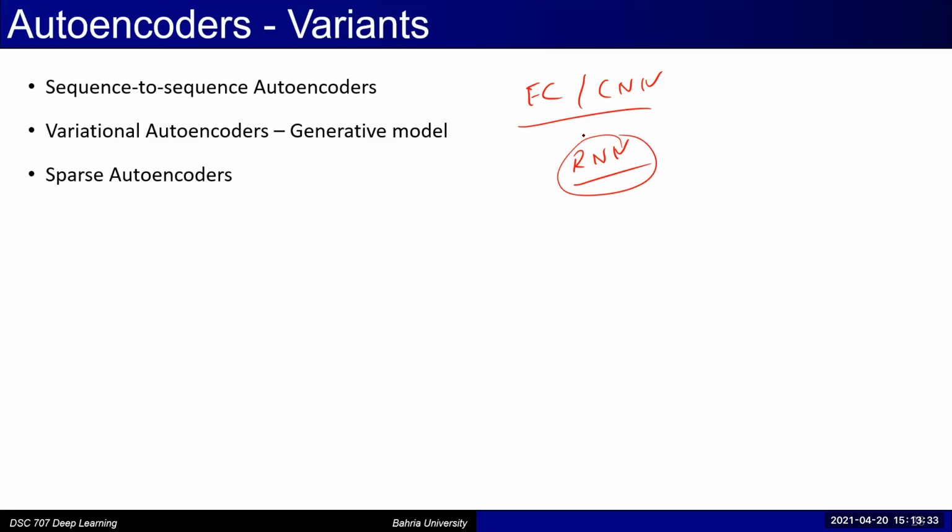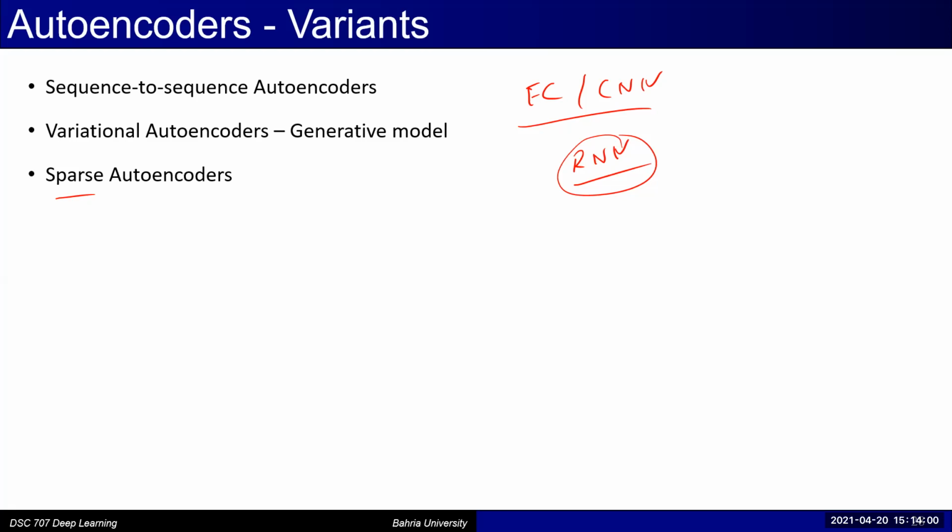Then you have variational autoencoders, which are like generative models. Again, generative models we'll see when we see GANs, right? There's another variant called the sparse autoencoder, where instead of having very few neurons in the hidden representation, we have a very large number of neurons, right? And most of them are actually not active. When you say sparse, it means scattered. There are very few neurons which are active and most of them are inactive, right?